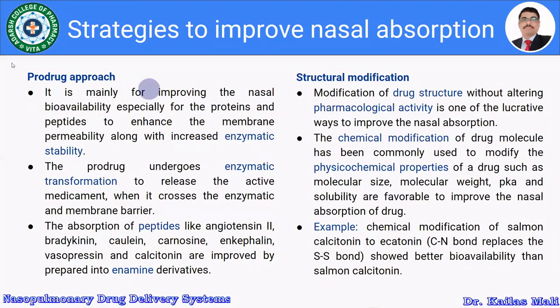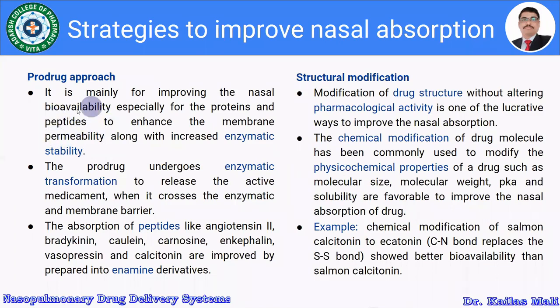Let us see the prodrug approach. The prodrug approach is yet another strategy to improve nasal permeation or nasal absorption. It is mainly for improving the nasal bioavailability, especially for proteins and peptides, to enhance the membrane permeability along with increased enzymatic stability. So it is possible to use the prodrug approach for protein and peptide type drugs.